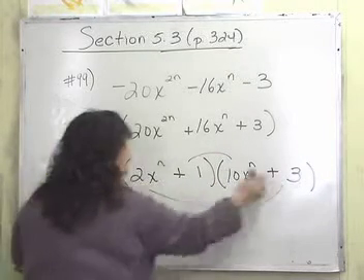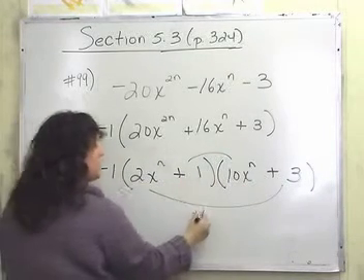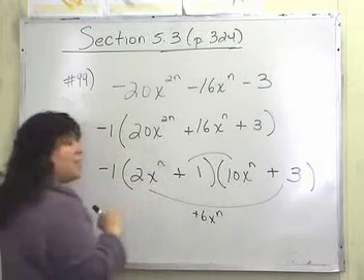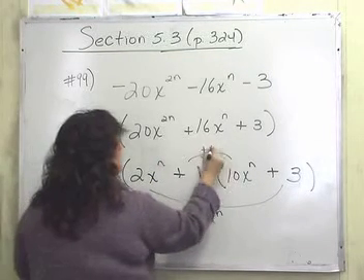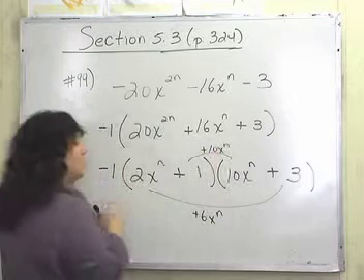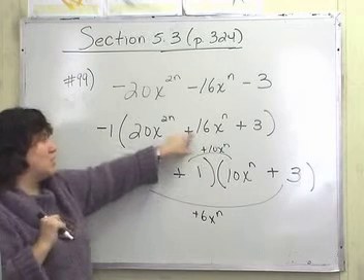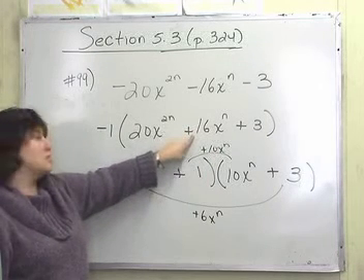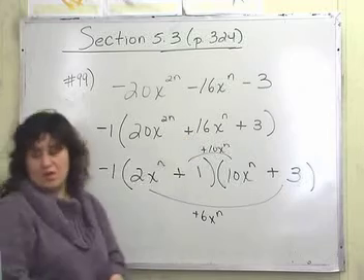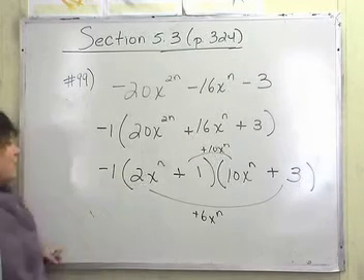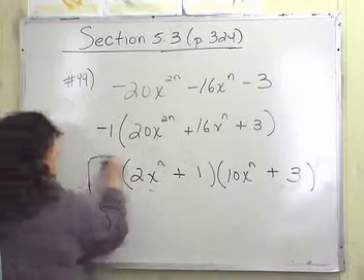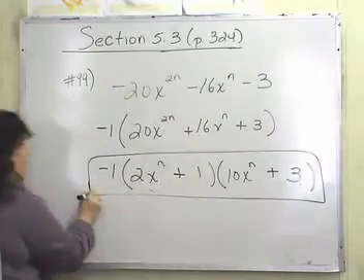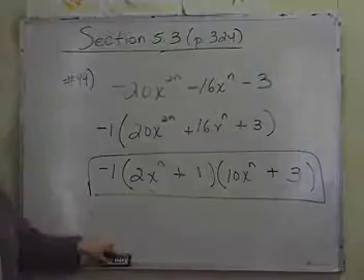So 2x to the n times 3 is plus 6x to the n. Positive 1 times 10x to the n is plus 10x to the n. When I combine these two terms, I do get plus 16x to the n. Therefore, this is the right combination. And your final answer is these factors.